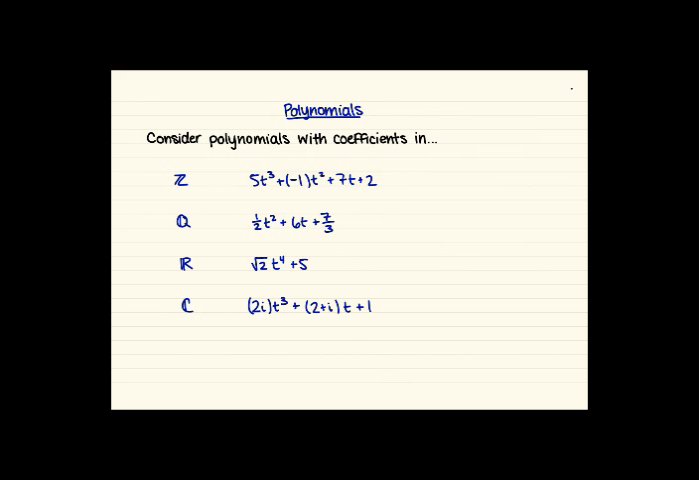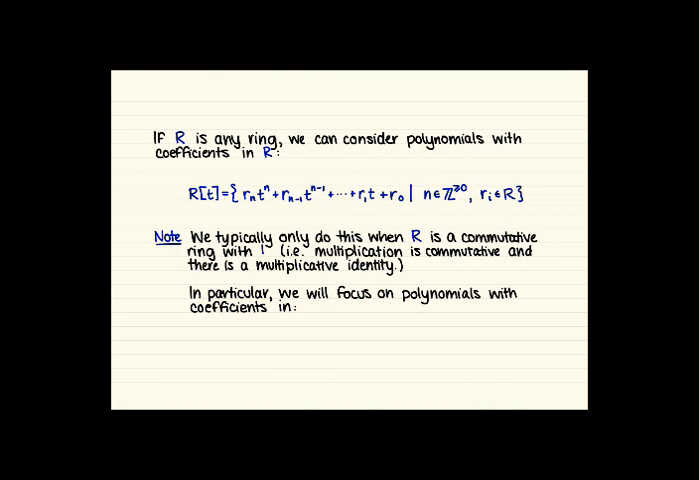plus 1. So here we're just taking our coefficients for the polynomial from whatever field or ring we're working with, and then making a polynomial from that. So we can do this for any ring. If R is any ring, we can consider polynomials with coefficients in R. We'd say this R adjoin T, and that's the set of polynomials of any degree with coefficients coming from our ring R. So the T here is telling us the variable in the polynomial.